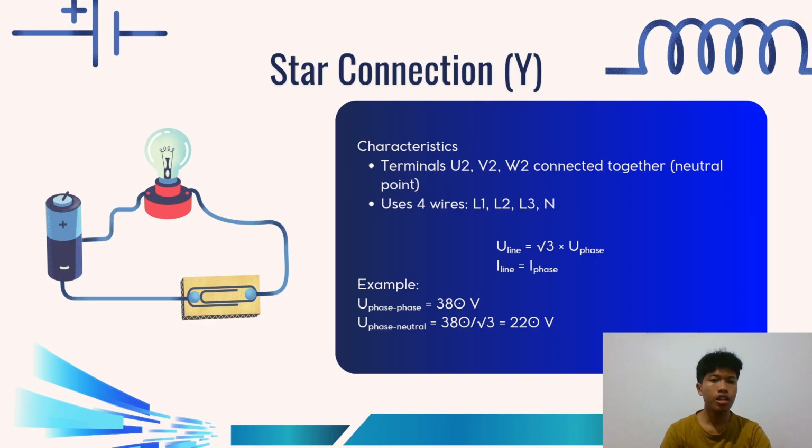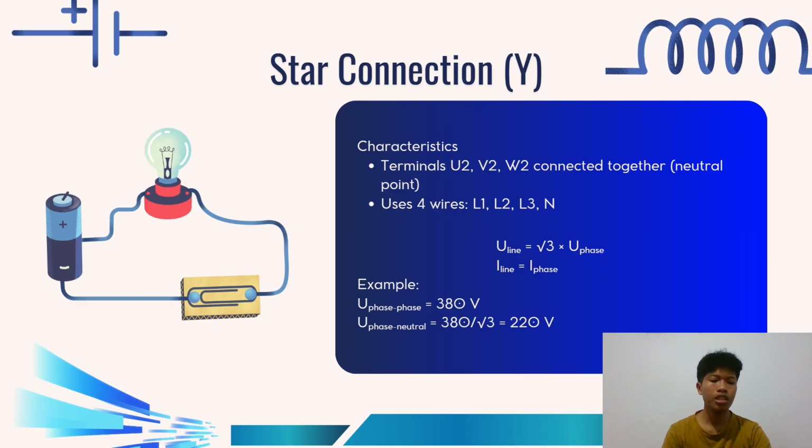And we move to star connection, or Y. In a star connection, terminals U2, V2, and W2 are connected together, forming the neutral point. The system uses four wires: L1, L2, L3, and N for neutral. We have phase to neutral and phase to phase voltage. The relationship: line voltage equals root 3 times phase voltage, and line current equals phase current.